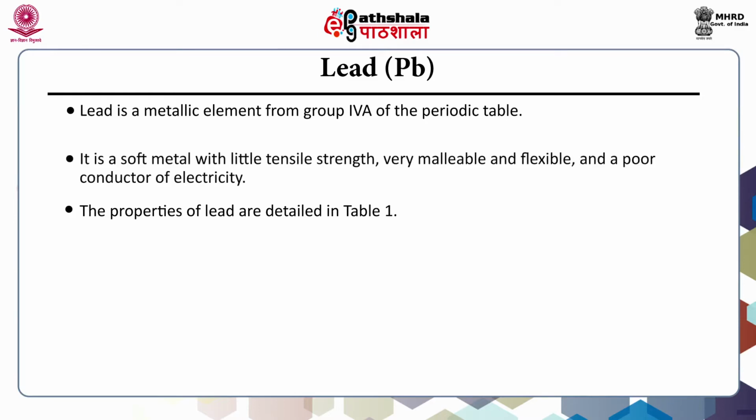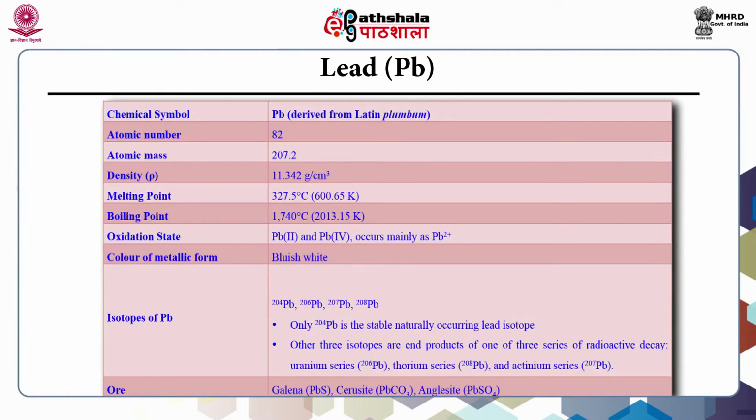It is a soft metal with little tensile strength. This metal is very malleable and flexible and a poor conductor of electricity. Before we go into the details of lead toxicity, let me have a look at the properties of lead. The chemical symbol of lead is Pb and this Pb has been derived from the Latin word plumbum.